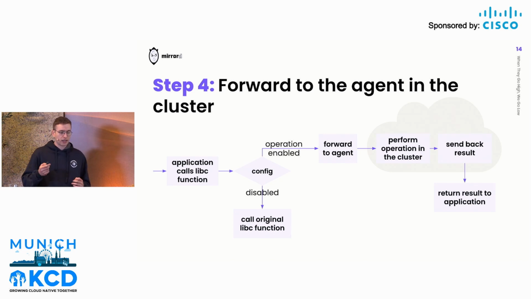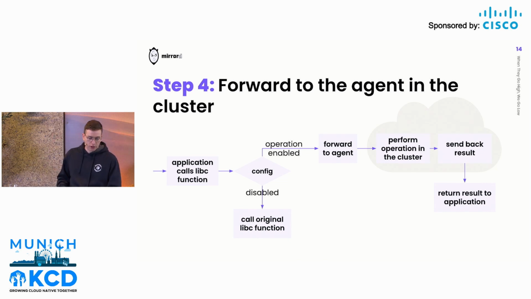And if we decide that the operation should be carried out in the cloud, mirrord sends the operation to a mirrord agent running in the cloud. That mirrord agent is spawned just in time on the start of the session and is deleted at the end. That agent carries out the operation, like, for example, reading a file or connecting to a socket inside the cloud, and it then sends the result back to mirrord on the developer's machine.